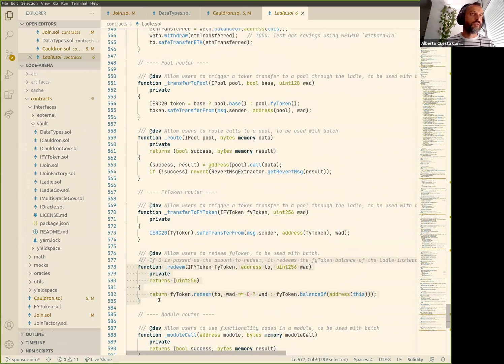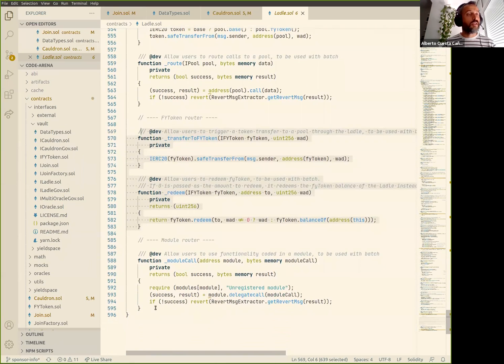We have blocks to transfer assets to FYTokens and redeem, and you just put all these blocks together. It's so much fun. And last, in the ladle, we have modules. Modules are contracts that we can deploy, that we can permission the Ladle to execute things on. So if we need more blocks in the future, we can deploy a module, we can permission the Ladle to execute a function in that module via delegate call. And that way we extend the Ladle.